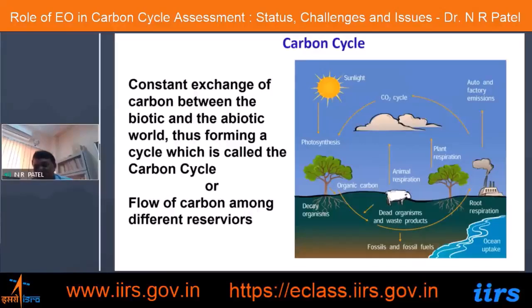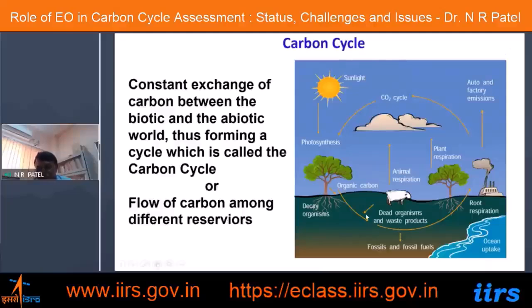Then there is also industrialization. Because of industrialization, there is burning of fossil fuel. Burning of fossil fuel is the main source of carbon dioxide released to the atmosphere. That is the industrial emission, from factories and all such emissions.